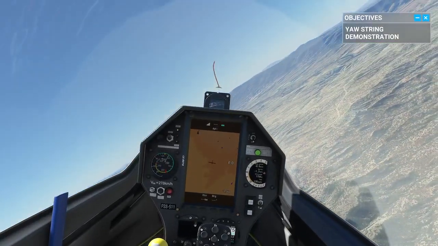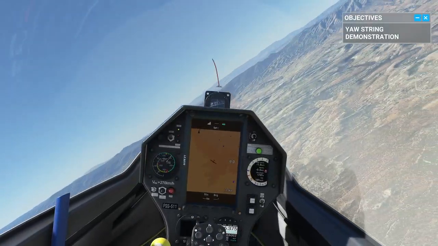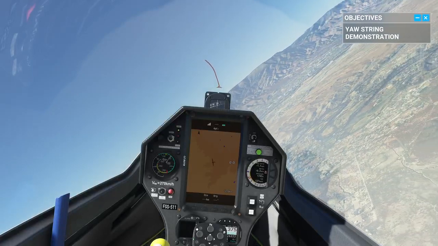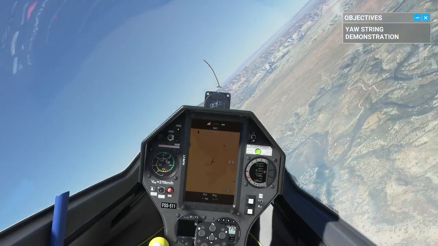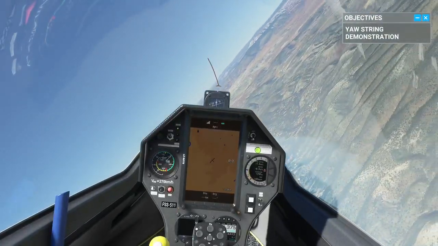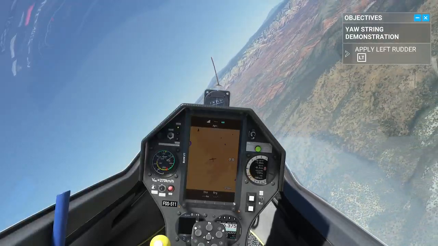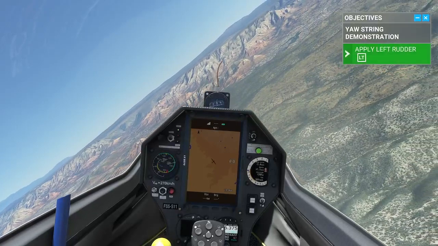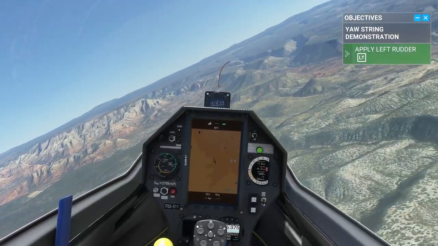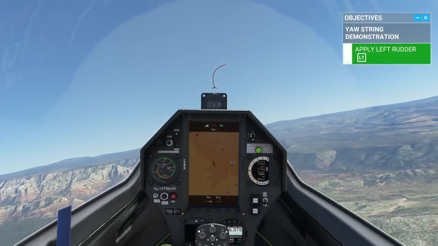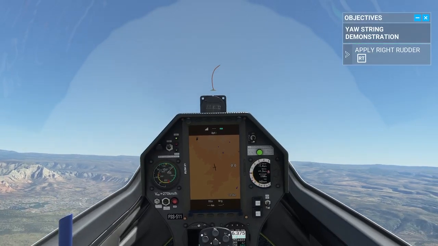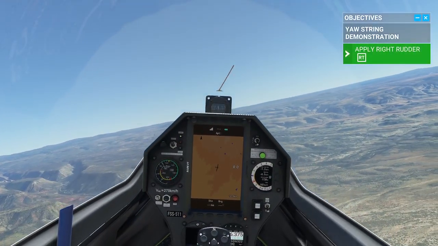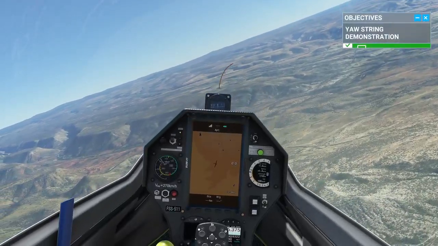Let's see what happens if we use the rudder pedals only. Apply left rudder followed by right rudder without touching the stick. Just like before, watch what happens to the string. Establish straight and level flight again.